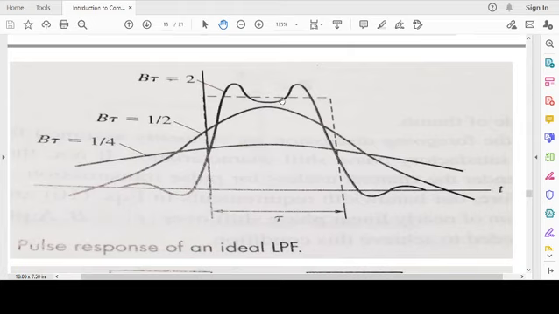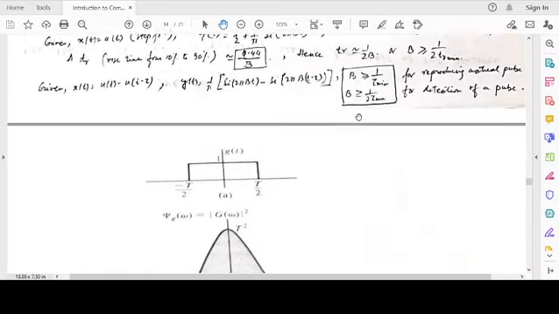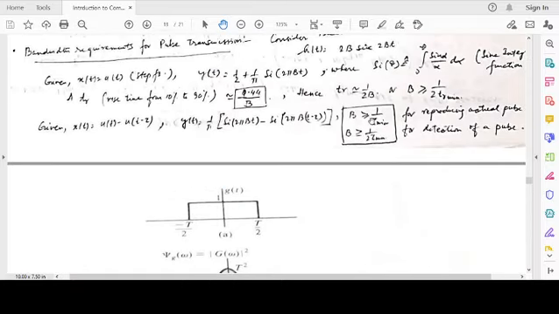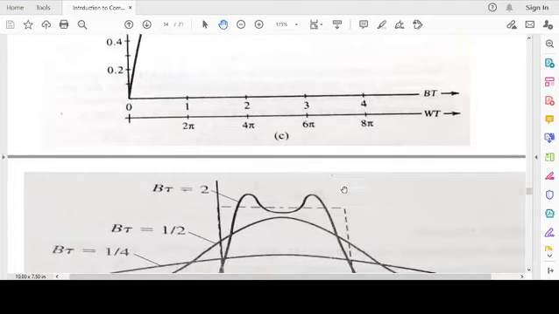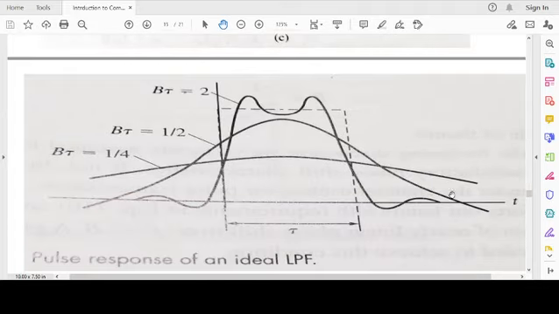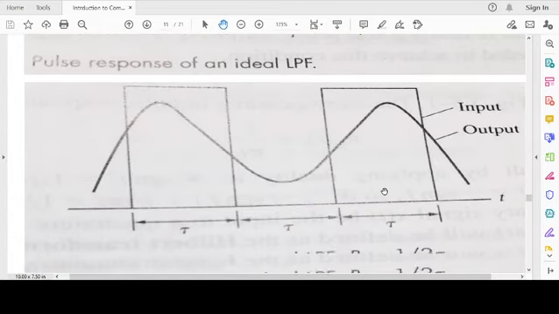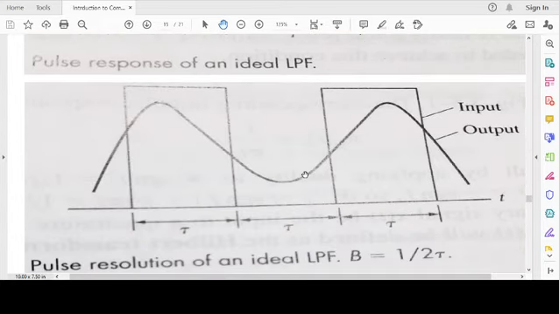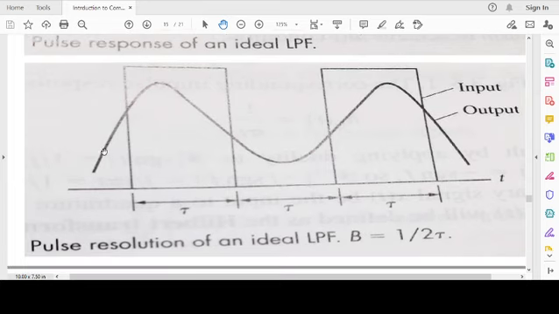So, recall our discussions before: when we want to reproduce the actual pulse, the shape of the pulse, the amplitude and various things, then Bτ equal to 1 or greater than 1 is one such criterion. The bandwidth has to be a little larger compared to the case when we want to just detect the presence of a pulse. Understood? Okay.